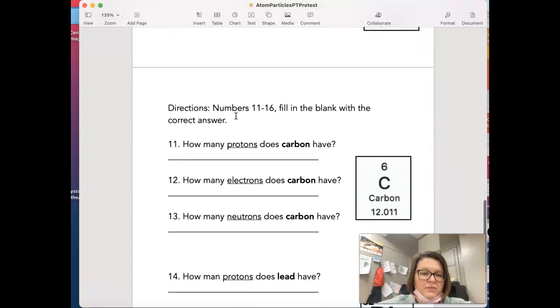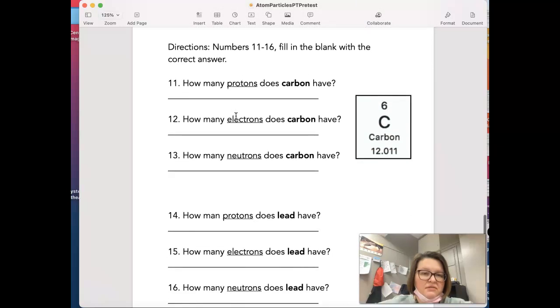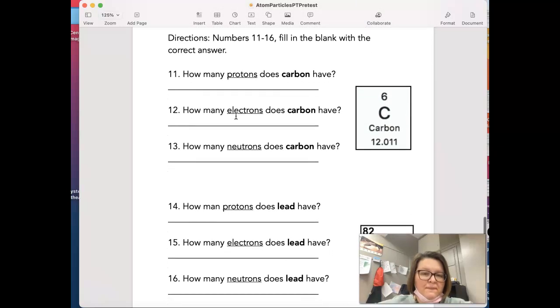Okay, number 11 through 16 on the third page. It says numbers 11 through 16, fill in the blank with the correct answer. Science students, on these blanks, you will write the correct answer. Your answer will be a number. Okay, number 11, number 12, and number 13. This is the picture that goes with these questions.